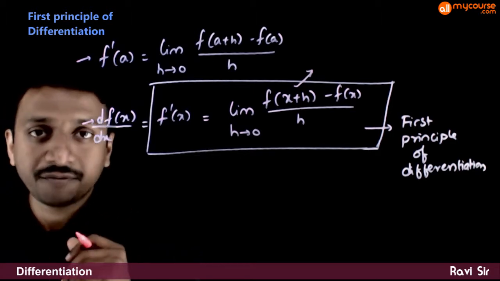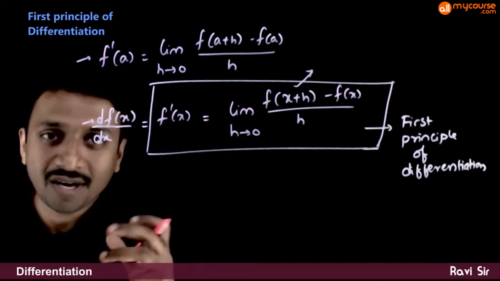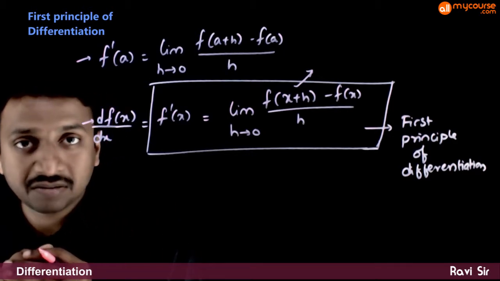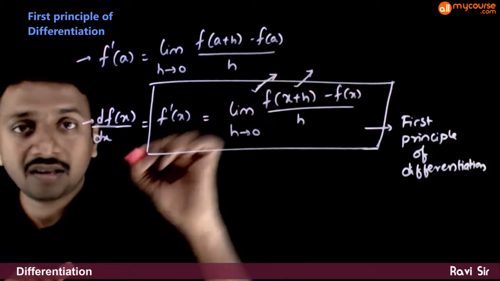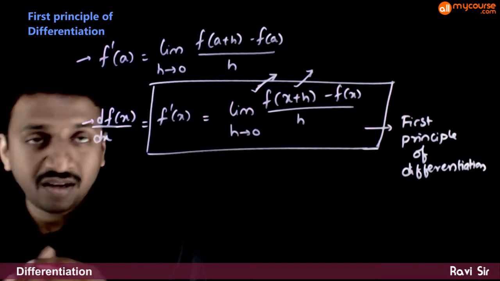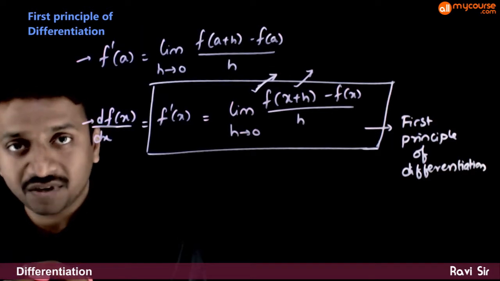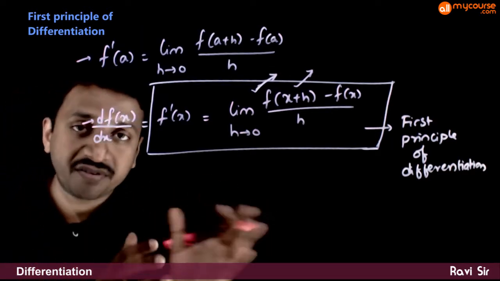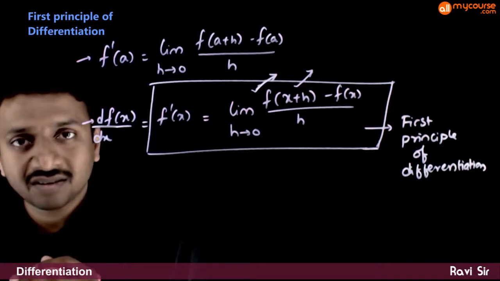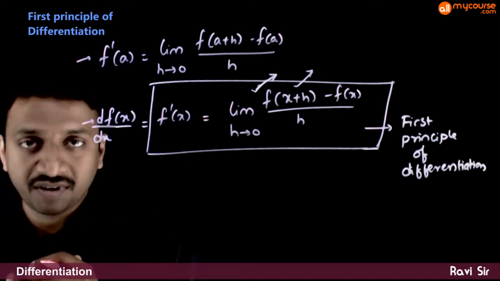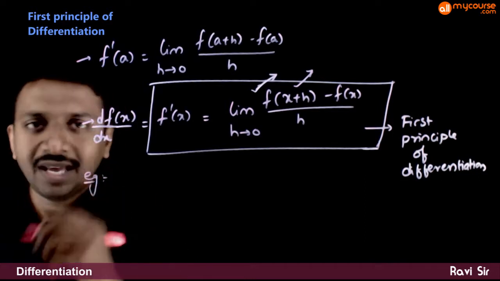So first, before going forward, we'll try to apply this first principle to find the derivatives of some standard functions. And if this limit exists, then we say that the function is differentiable. If this limit does not exist, then we say that the function is not differentiable. So that comes in the topic of differentiability. So now, before going to the topic of differentiability, let us first analyze the differentiations of some standard functions. So let us take some examples. Let us take a very simple example.